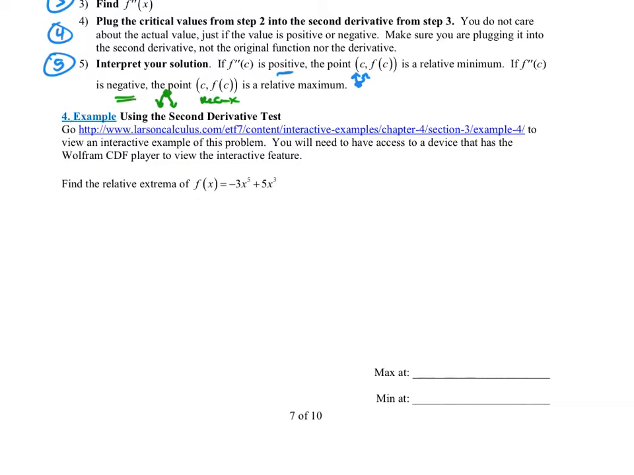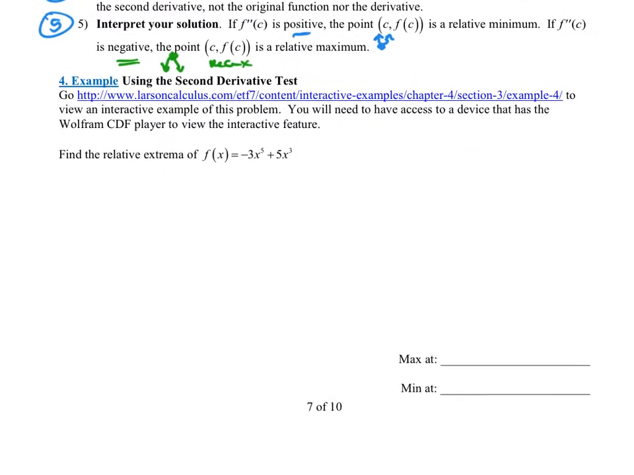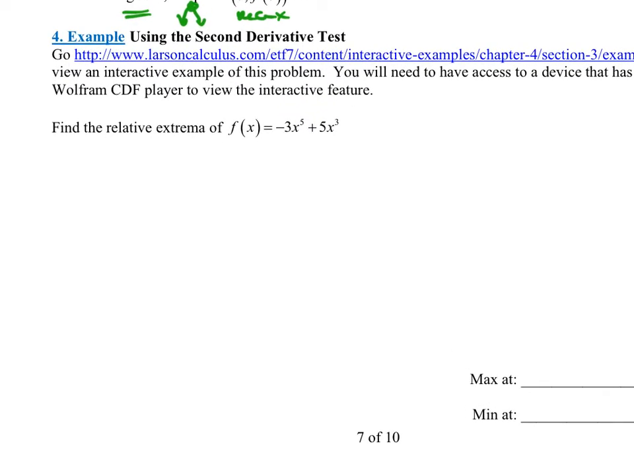So find the relative extrema of f of x equals negative 3x to the fifth plus 5x cubed. So step 1, find the first derivative. So f prime of x, it's a simple polynomial function. The derivative of negative 3x to the fifth would be negative 3 times 5x to the fourth, which would be negative 15x to the fourth, plus the derivative of 5x cubed would be 5 times 3x squared, which is 15x squared.